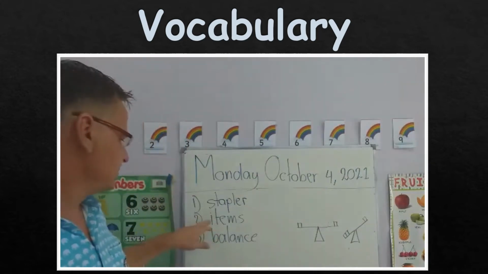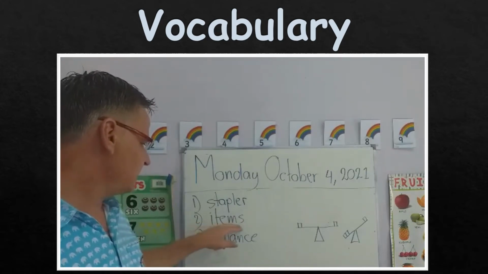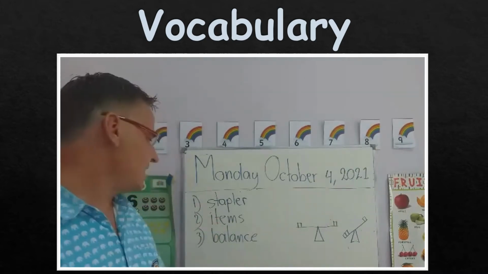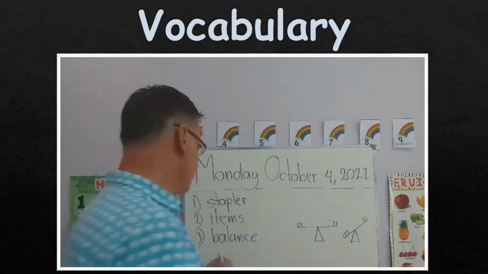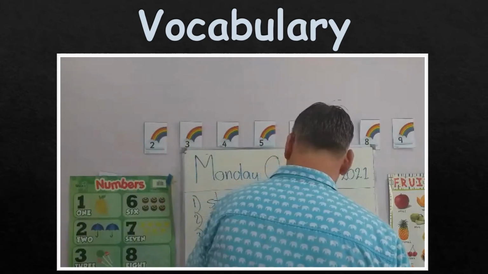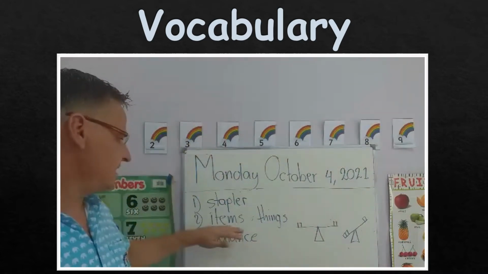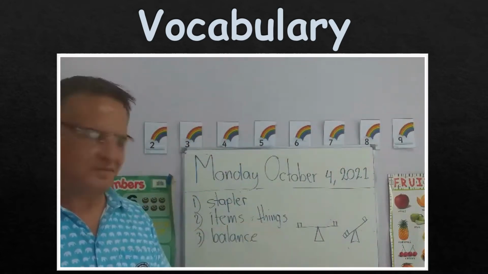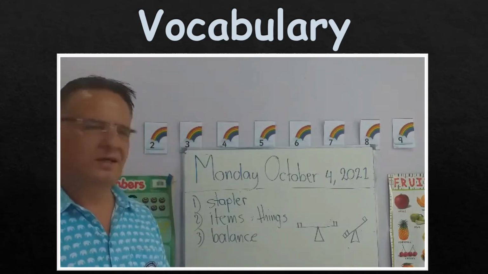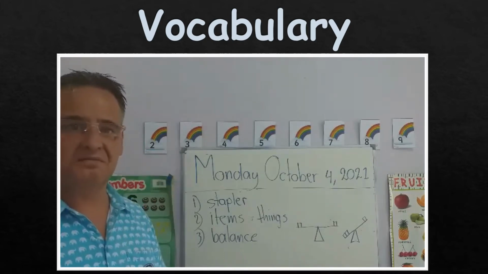Okay, number two, items. Items is just another word for things. So items or things are the same. We have different items, we have different things, you can say. So it's the same meaning. Items is the same as things.